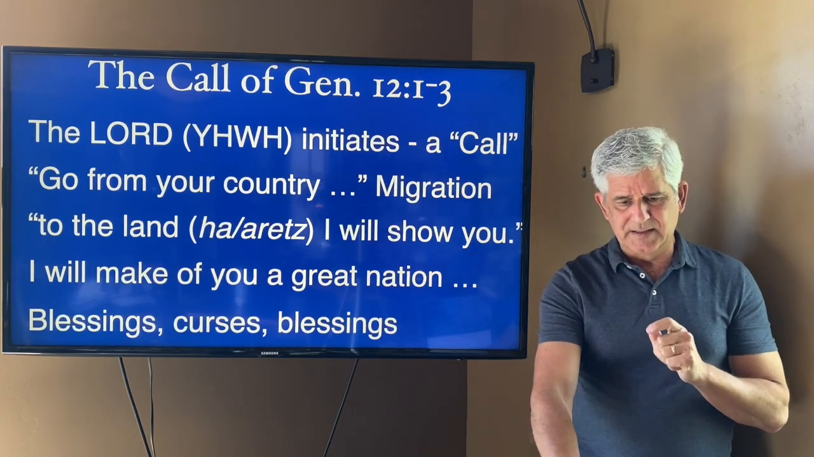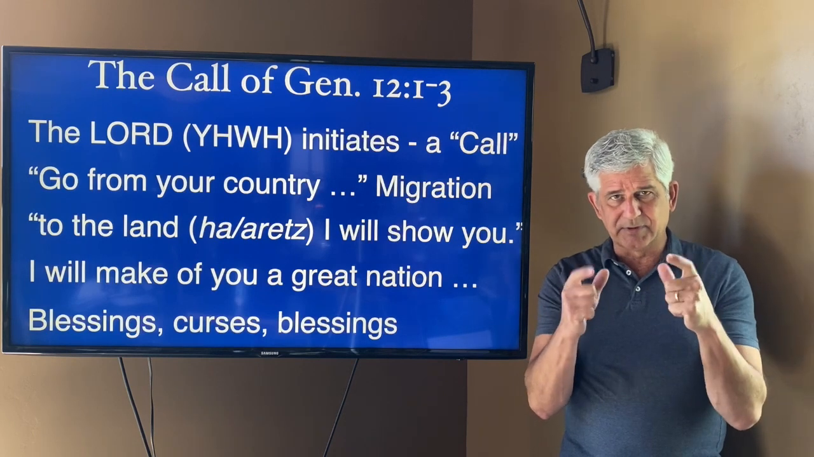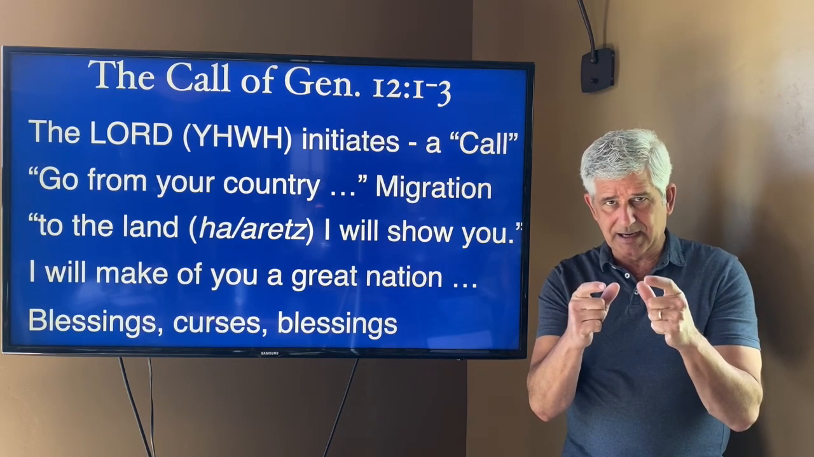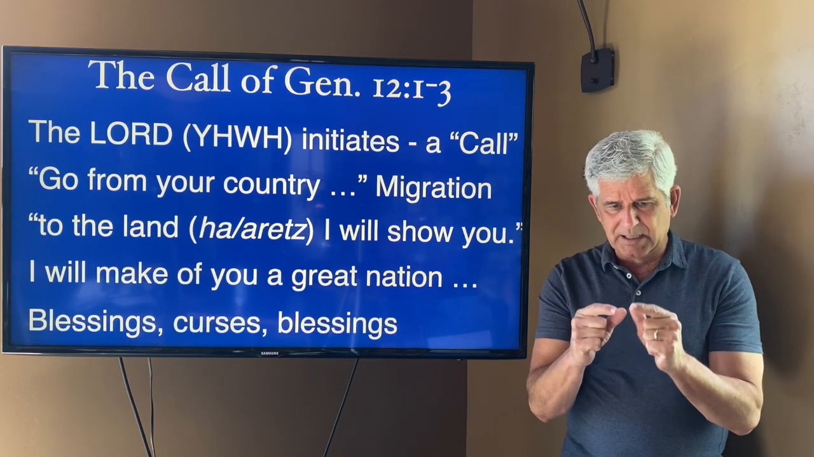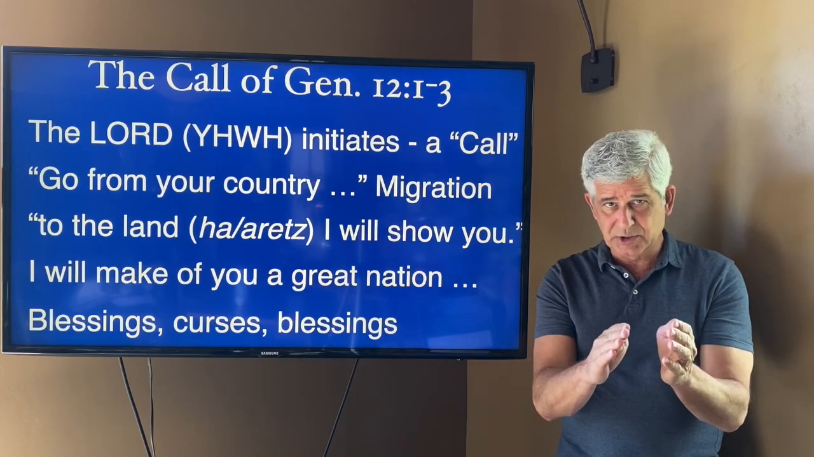And then verse 3 is rather interesting. It needs a really close look, and we're going to spend more time on it on Wednesday. But on the one hand, it says, I will bless those who bless you. I will curse those who curse you.